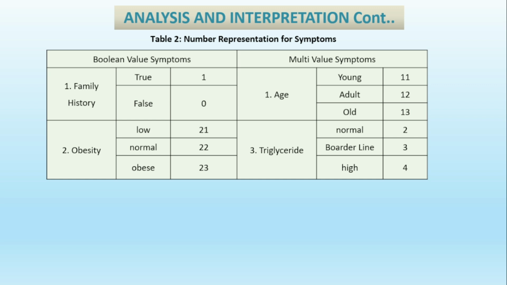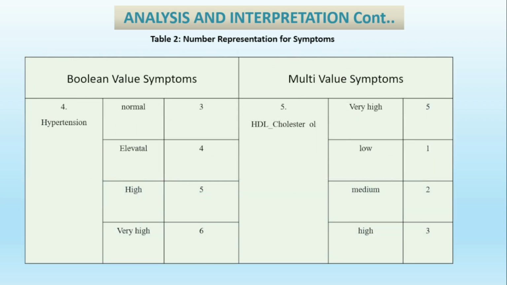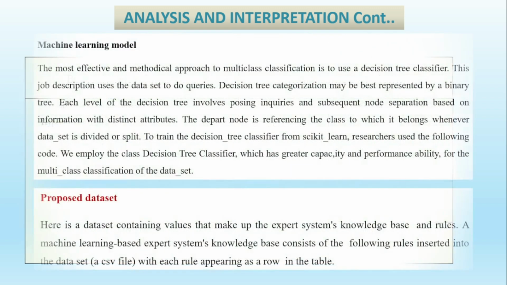If normal, we will enter 2, borderline 3, and high 4. And for hypertension, normal 3, elevation 4, high 5, and very high 6. HDL cholesterol level: very high, we will enter 5, low 1, medium 2, and high 3. This is the Boolean value symptoms and multi-value symptoms. So we have used the multi-value and Boolean value symptoms.